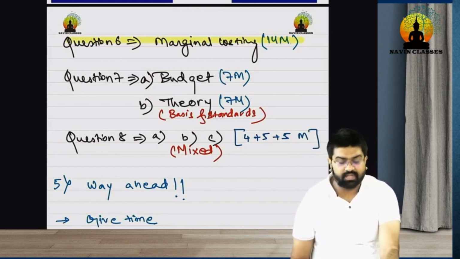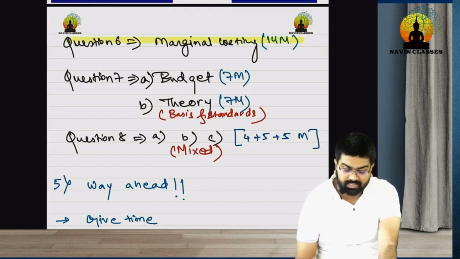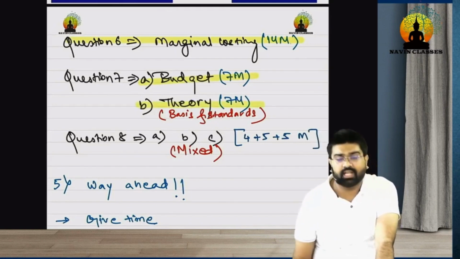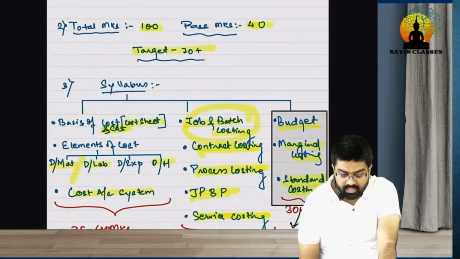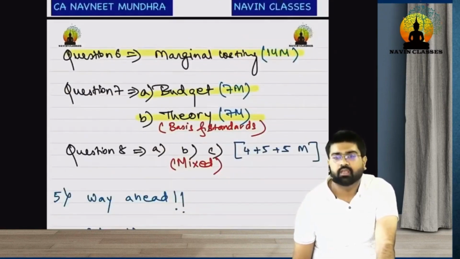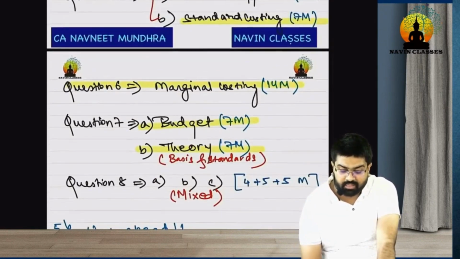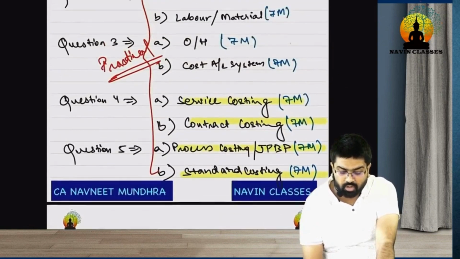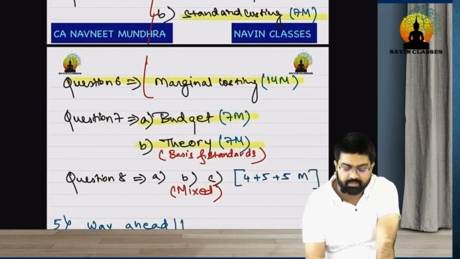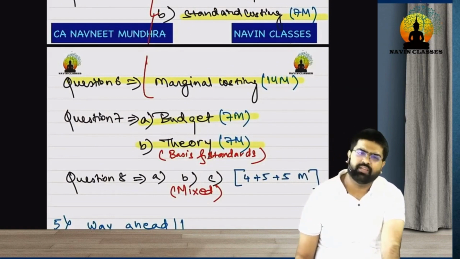Question number 6 is also practical. In question number 7, the institute included budget practical in A part, and B part has theory, which includes the basic and standard questions that I already mentioned. Part 1 questions are given. So look, if I talk about all of this here, then question numbers 2, 3, 4, 5 and 6 all are practical questions. We need to attempt 5.